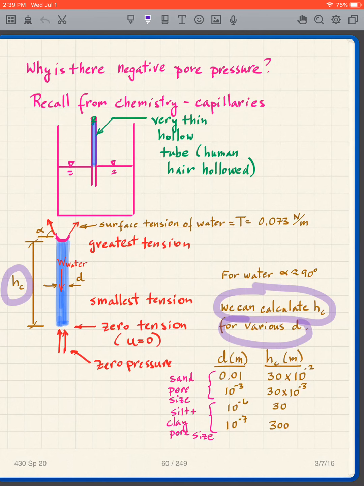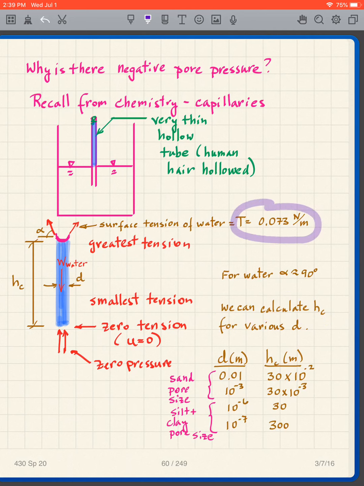And let me make one other comment here. Notice the units here on the tension is 0.073 newtons per meter. Well, what does that mean, newtons per meter? Remember that this goes around the circumference of our little hollow hair. So that's where the meters come in. It's the circumference. So put it this way, we could do the geometry and we could figure all this out, and we would be able to get an HC for each D.